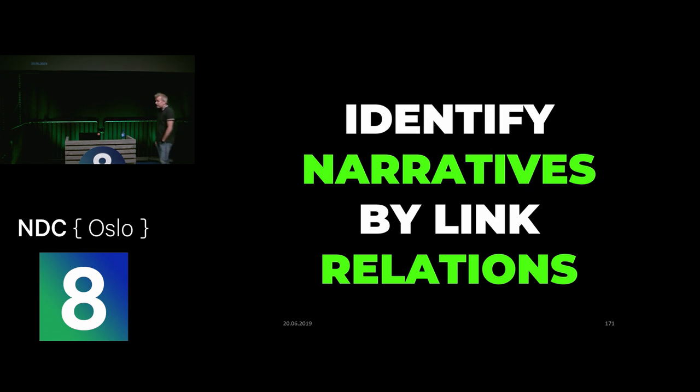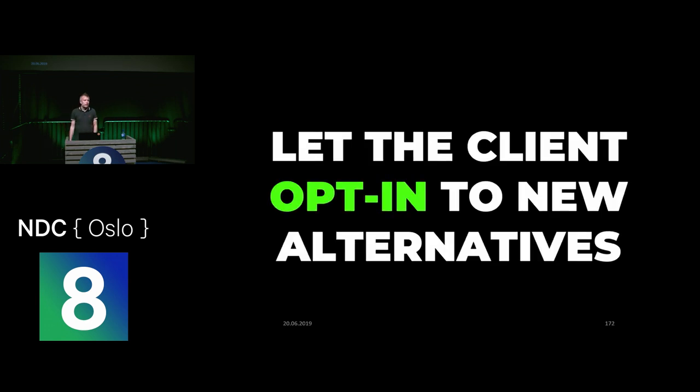We can identify these narratives with these link relations that we will look into more later. And then we can let the client opt into these new alternatives when they're ready, so they don't have to do this synchronized at the same time. All clients don't switch to this now. They can choose to opt in based on their capabilities. And maybe some clients never opt in, right?